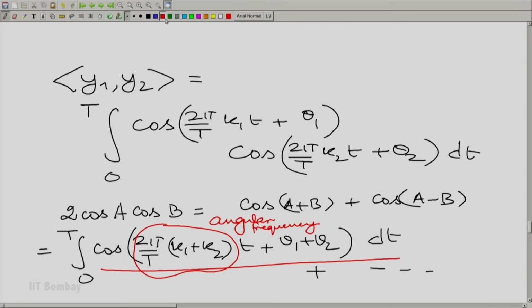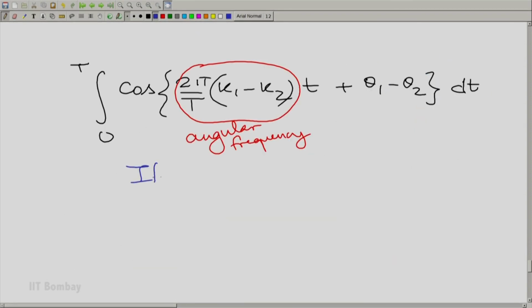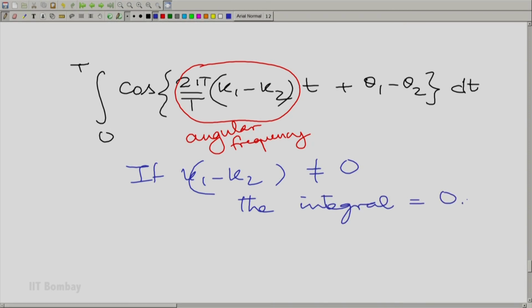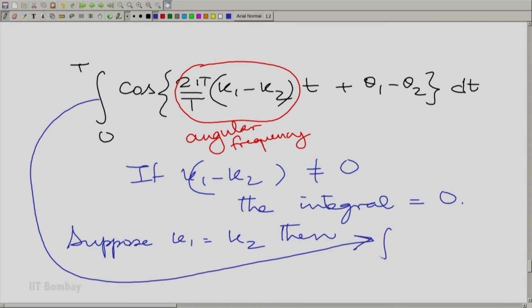And for any sinusoid, the integral over a cycle is 0. So, unless one of these sinusoids, with k1 plus k2 cycles or k1 minus k2 cycles, degenerates into a constant, the integrals are going to be 0. So, let us write that down formally. We are saying this integral, if k1 plus k2 is not equal to 0, the integral is 0. And so too, if k1 minus k2 is not equal to 0, the integral is 0. However, suppose k1 equal to k2, then the second integral essentially becomes the integral from 0 to T of cos(theta 1 minus theta 2) dt, which is essentially a constant. It is T times cos(theta 1 minus theta 2).